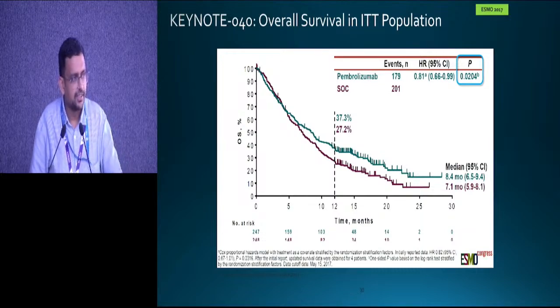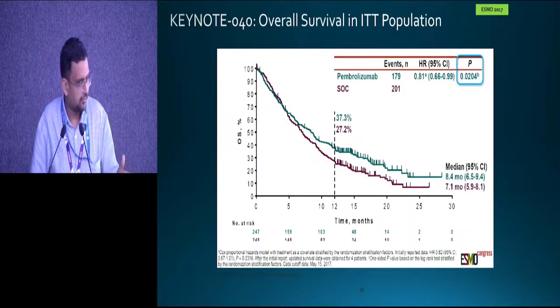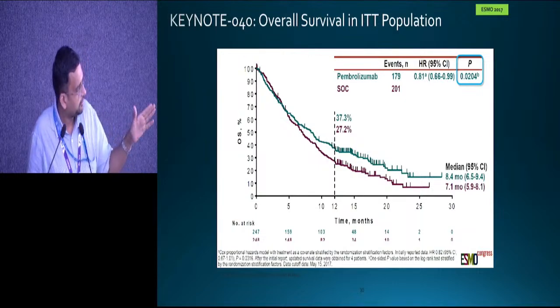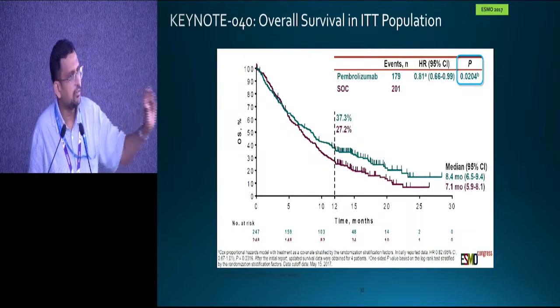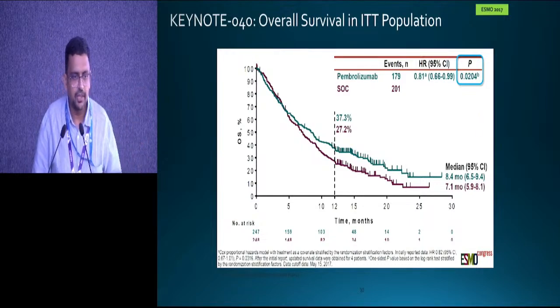Now these are a bit depressing numbers. You're talking only about a month's advantage. Again, we still give it. We are not saying it should not be given, because when you see the tail end, there are patients who do for longer. So that's the available evidence.